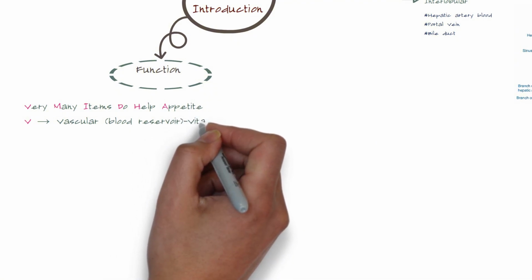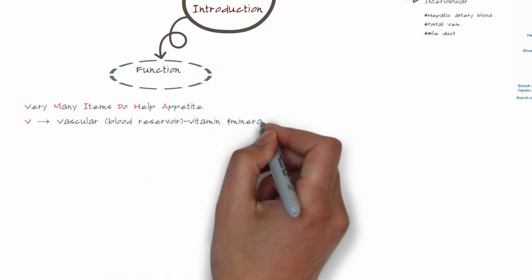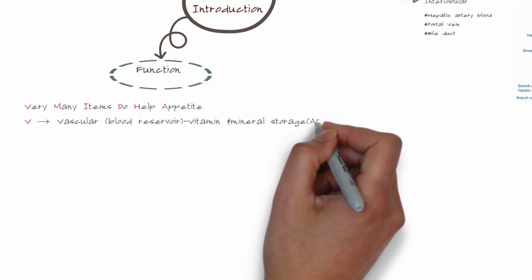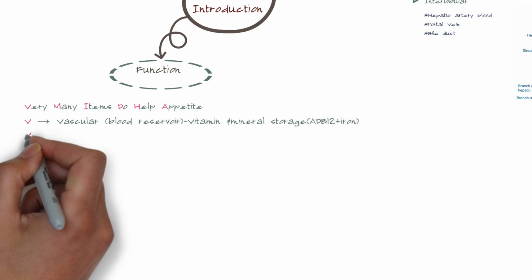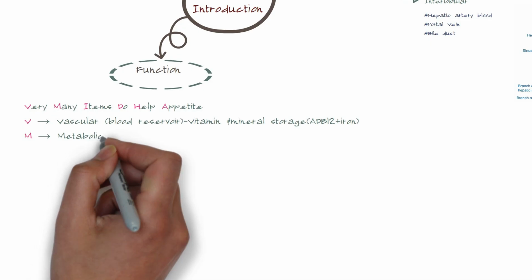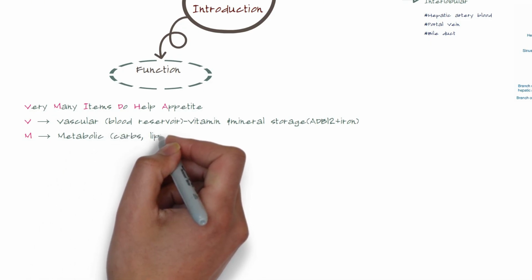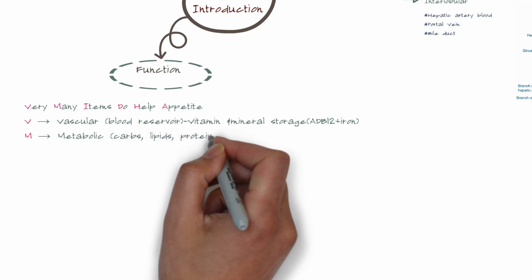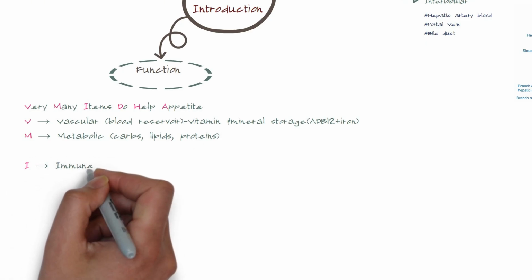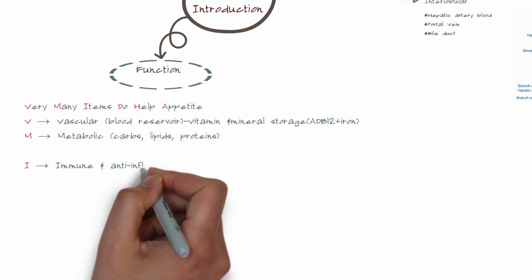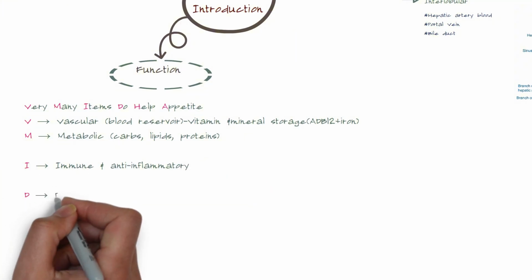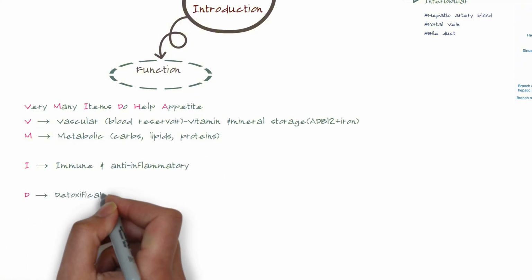The V stands for the vascular and the vitamin storage. Remember that the liver is a blood reservoir. It releases blood during hemorrhage and it stores vitamins like vitamin A, D, B12, and iron. M stands for the metabolic. The liver is a metabolic center, and we are going to discuss this later on in more detail.